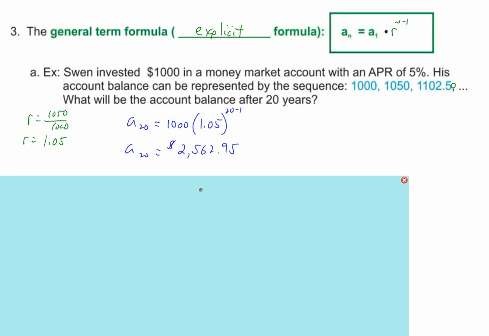By the way, are we doing an exponential growth or an exponential decay? This one is a growth. You would hope your money grows. Not good when your money decays.